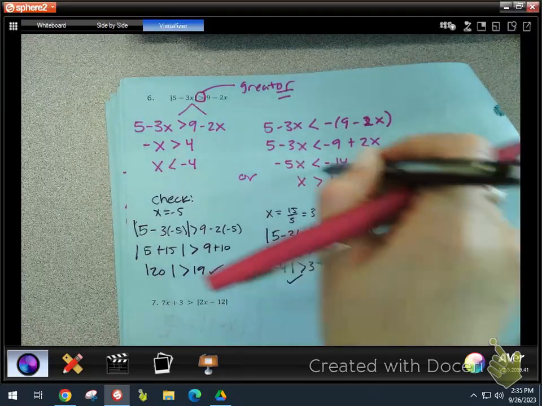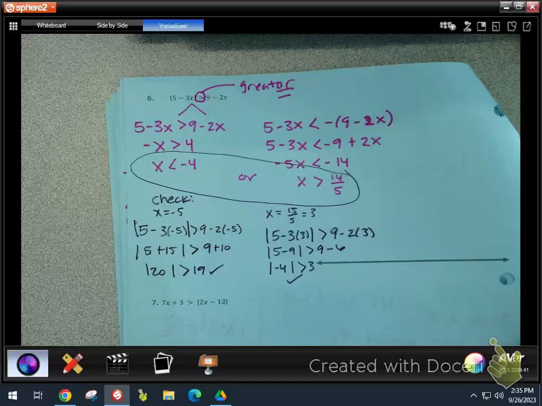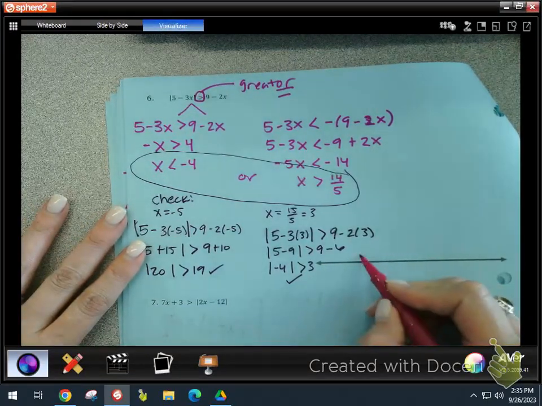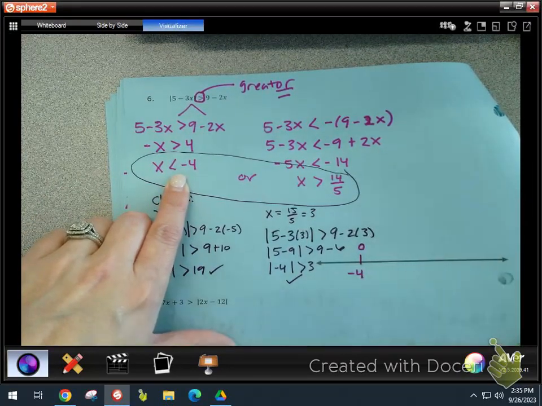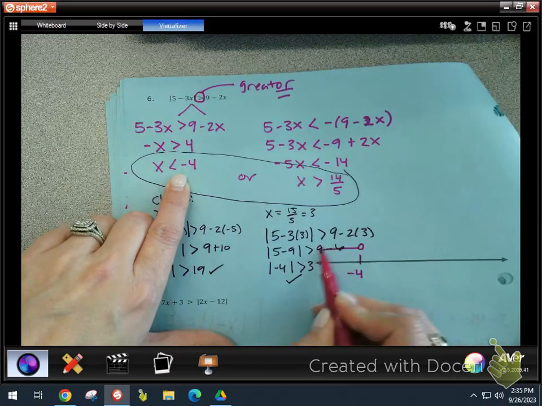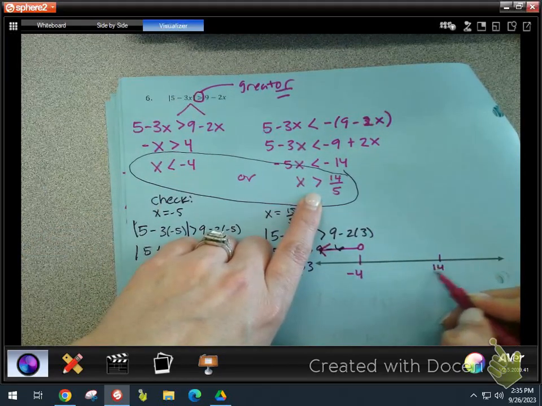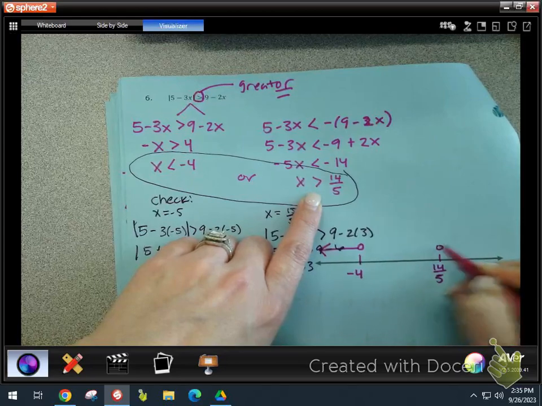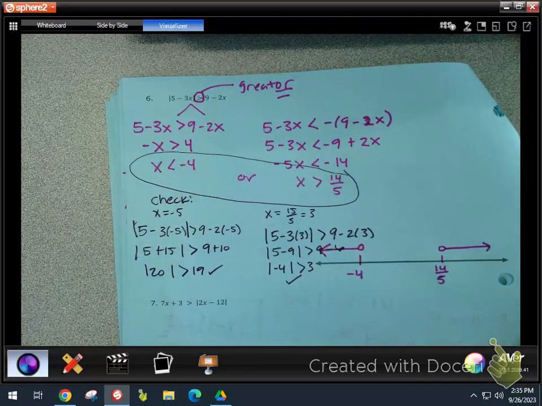On your number line, here is your solution set. You type it like that in Delta Math. Okay? On your number line, I'm going to put the smaller number first, -4, with an open circle pointing to the left. Or over here, 14 over 5 is bigger. Open circle pointing to the right. I'm so annoyed. Why are we annoyed? Because I did it wrong.